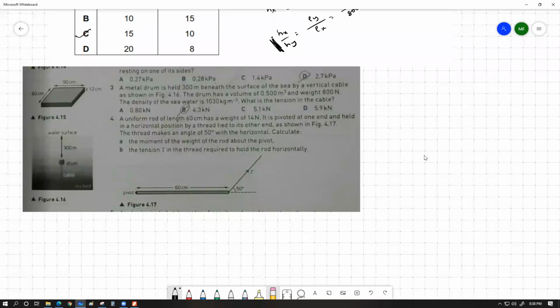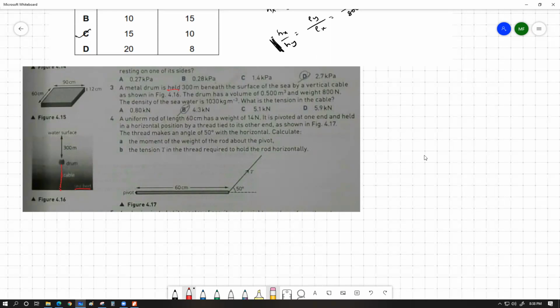This is figure 4.16. This is the seabed, here it is written seabed. At the seabed there is a cable. This cable is connected to the drum over here, and apparently the drum is floating, or it is trying to go upwards, but the cable is holding it in place. The resultant force on the drum would be 0, because the question says the metal drum is held. Held in this case would mean a stationary, constant state, so the resultant force should be 0.